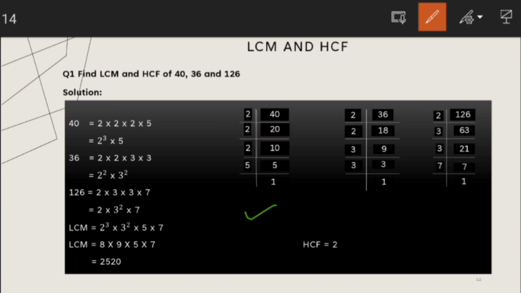36 we have done prime factorization, 2 into 2 into 3 into 3. So 2, 2 is 4, 3 is 12, 3 is 36. I am verifying also side by side. So it is 2 to the power 2 and 3 to the power 2. 2 square into 3 square.